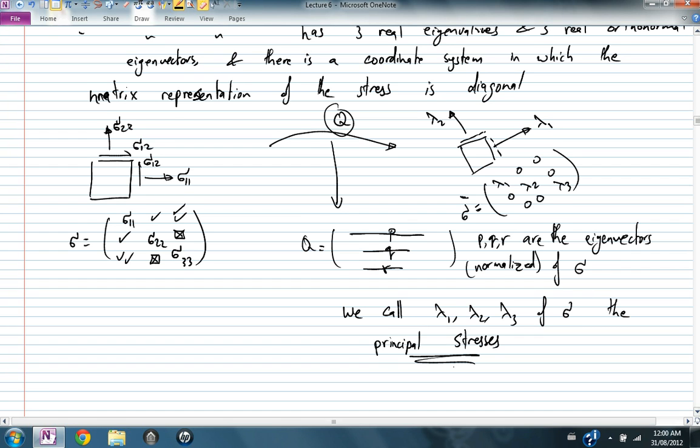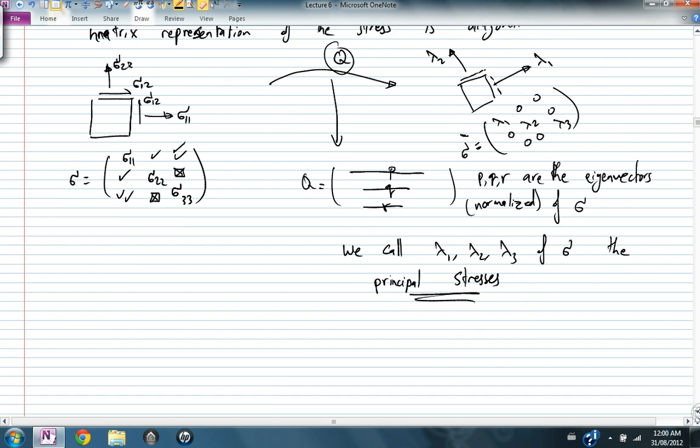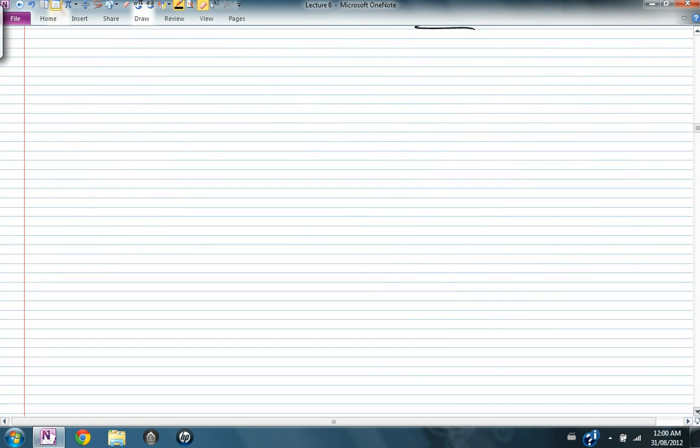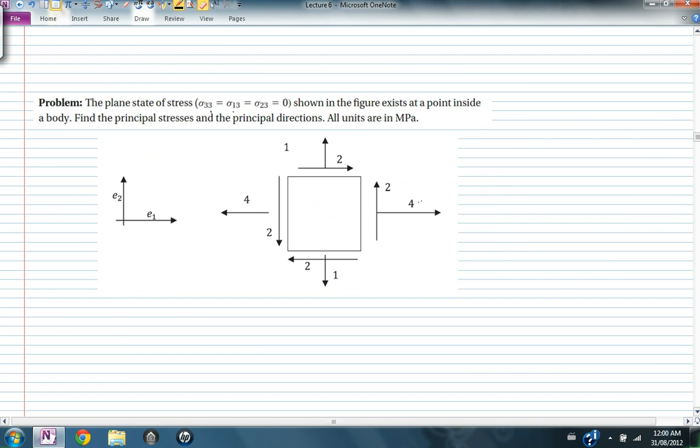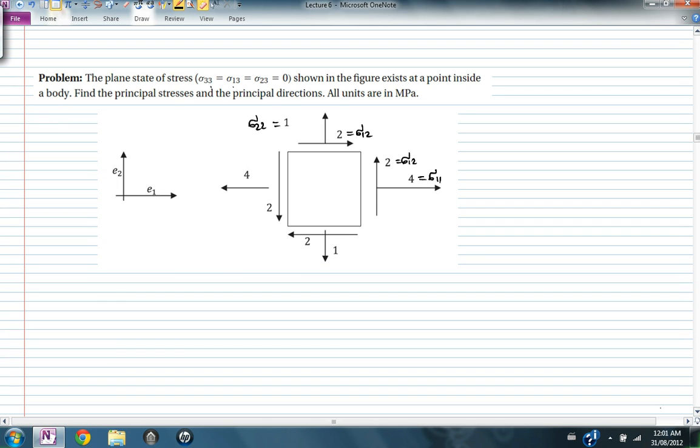Okay, well, let's go right away into an example just to see how we can apply these concepts. So I have a plane state of stress where all these components are 0, and at a certain point I have a stress matrix made out of sigma 1 1, sigma 1 2, and it's symmetric, so this value is equal to sigma 1 2 as well. This is equal to sigma 2 2, and because of equilibrium the other opposite side is also equal, and we want to find the principal stresses and the principal directions.